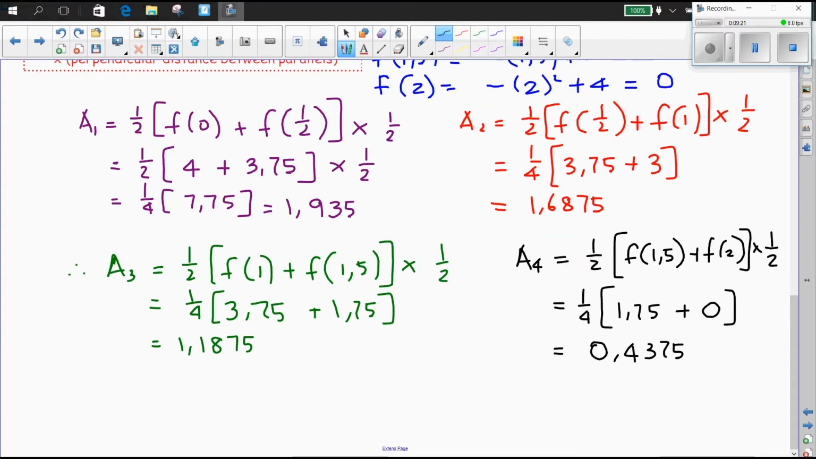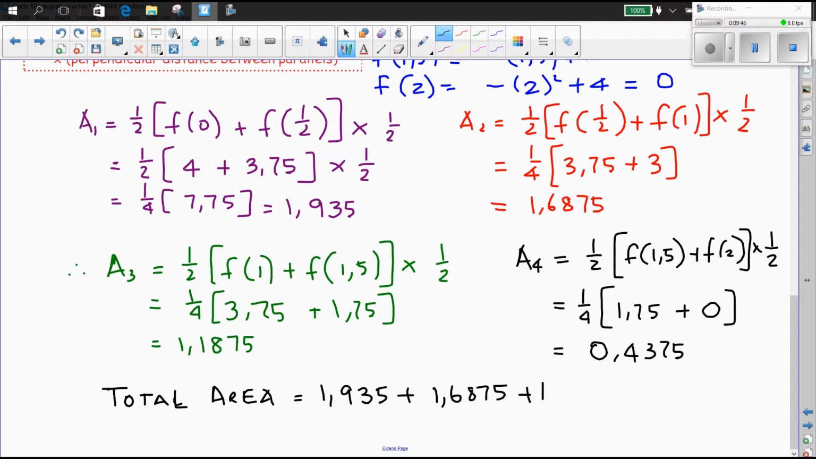So once again, the total area is going to be the sum of the areas of the 4 trapeziums. So it's area 1 added to area 2 added to area 3 plus area 4. So it's going to be 1,9375 plus 1,6875 plus 1,1875 plus 0,4375, and if I add up, I see that the area in total is 5,25 square units.